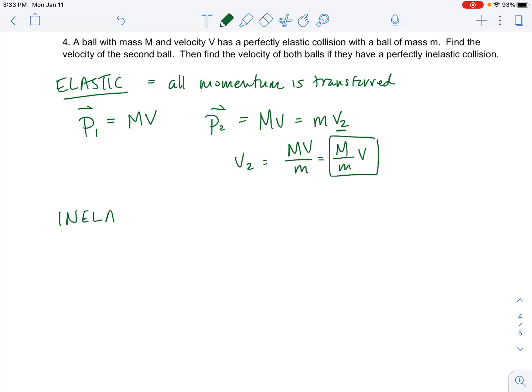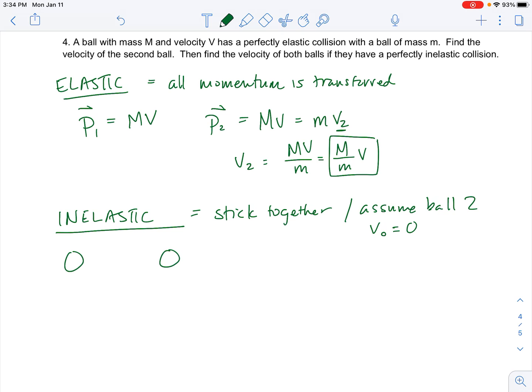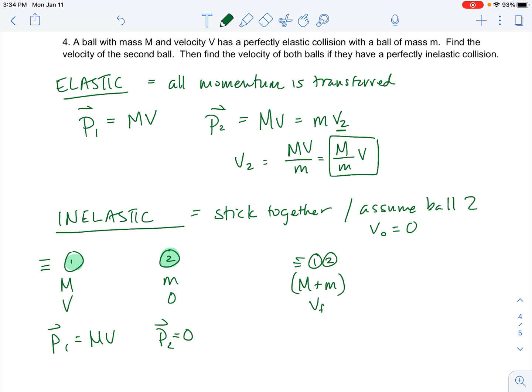Okay, let's look at what happens if we have an inelastic collision. An inelastic collision, they stick together. We're going to assume that ball 2 has an initial velocity of 0. So initially, before the collision, we've got ball number 1 with mass M and velocity V, and ball number 2 with mass lowercase m and velocity 0. So this actually has no momentum of its own. And then after the collision, they stick together. I'll just call it VF, their final velocity, is what I want to find.